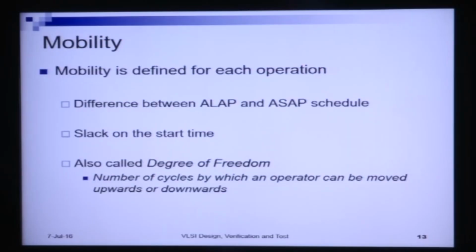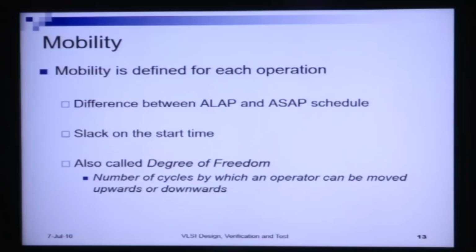Now, from the ASAP and ALAP algorithm, a few very important concepts can be obtained, and these concepts are applied in the more generalized scheduling problems that we will take up in due course in the next few slides. So, mobility is defined for each operation. What is mobility? Mobility is the difference between the ALAP time and the ASAP time of a schedule.